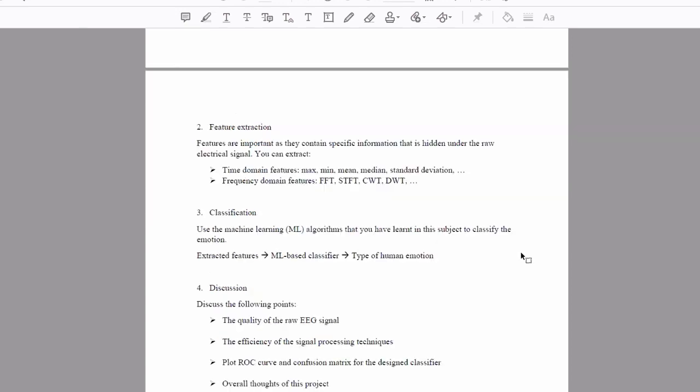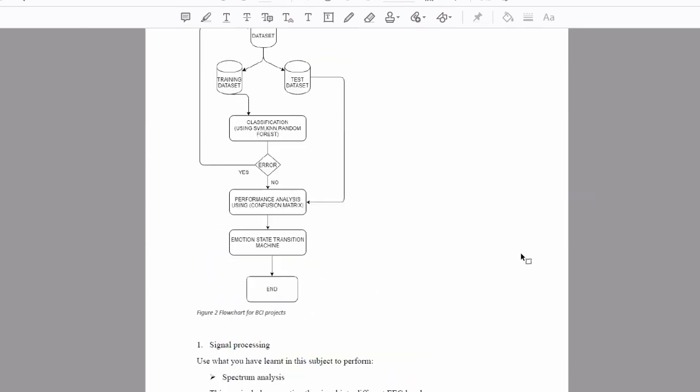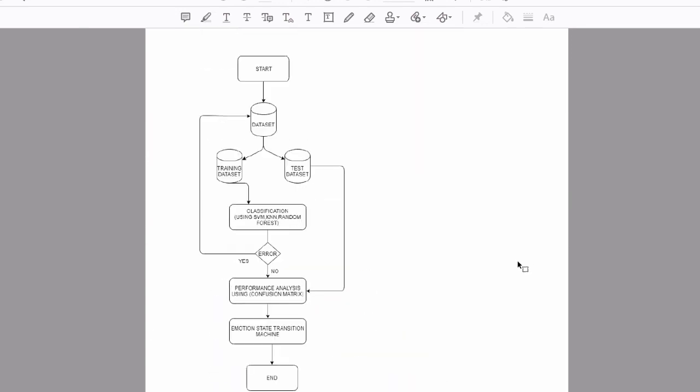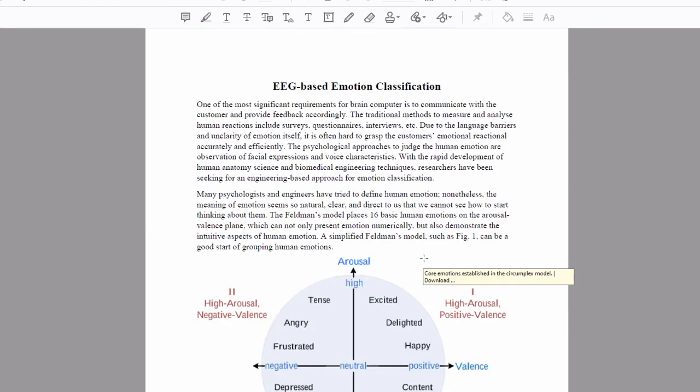So I think it's a pretty systematic way to learn a BCI, or brain computer interface project, or human machine interface project. So it should be a quite good opportunity to start from this emotion classification project. So that's what I offer for stage 3.